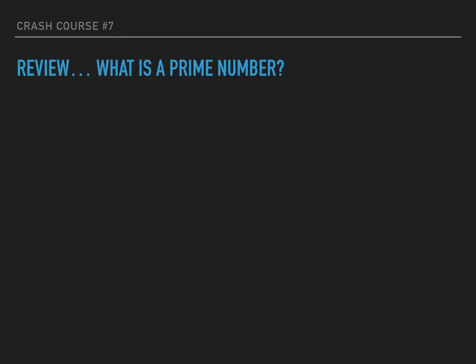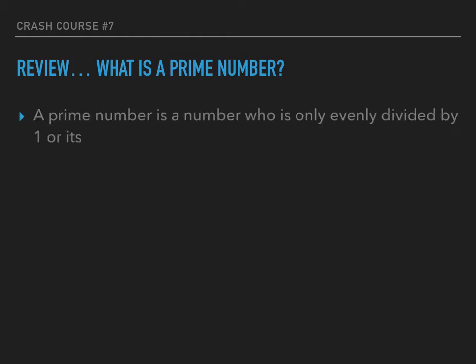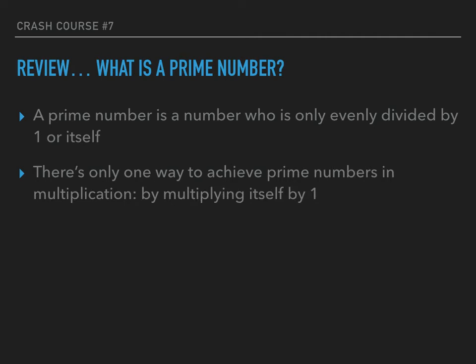Let's talk about now what a prime number is. A prime number is a number that's only evenly divided by 1 or itself. What we mean by that is that there's only one way to equal that in multiplication, and it's by multiplying itself by 1. Some examples of this would be the number 2. The only way to multiply to equal that would be 2 times 1. 3, 5, 7, 11, 13, 17, 19, 23, 31, 37. These are all examples of numbers that we can only multiply to equal by multiplying itself by 1. So that is what a prime number is.